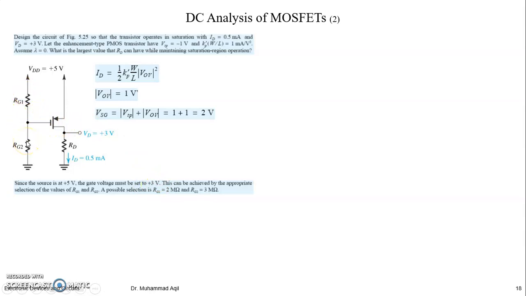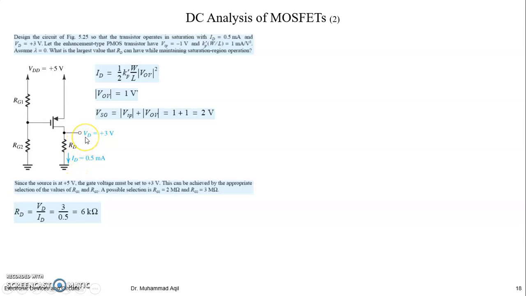Any value. For example, out of 5 volt, 3 volt should be across this resistance, then 2 volts would be across this. It means the ratio of these resistances would be 3 to 2. If we take this as 3 mega, this would be 2 mega, right? And we can take other values. And how about the rest? We can find RD, right?